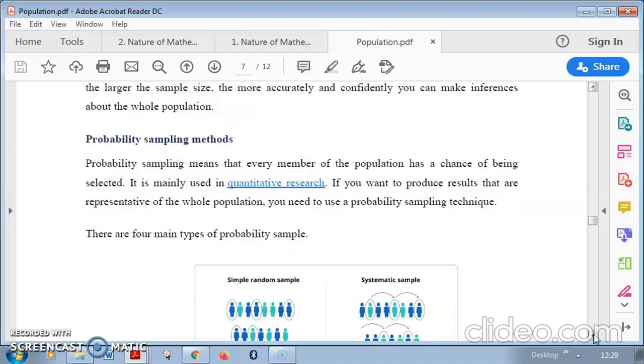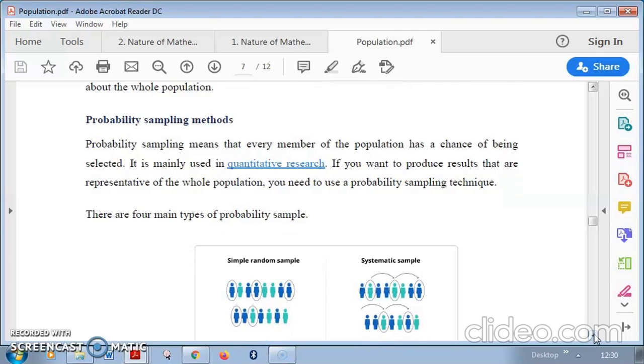Now probability sampling methods. We are now entering into the probability sampling methods. As I told you earlier, there are 2 methods: probability sampling method and non-probability sampling method. Probability sampling method means every member of the population has an equal chance. So whatever sample you are taking now, it is from the population. Every member of the population has the equal chance to enter into the sample.